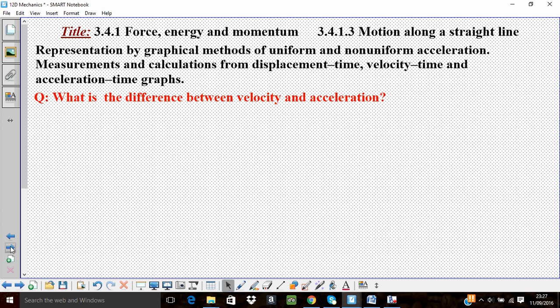What's the difference between velocity and acceleration? That's going to be on the next slide.